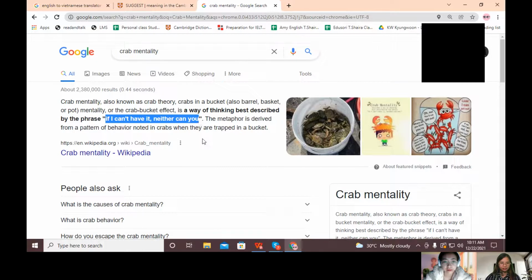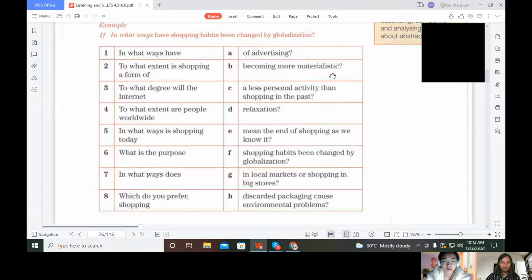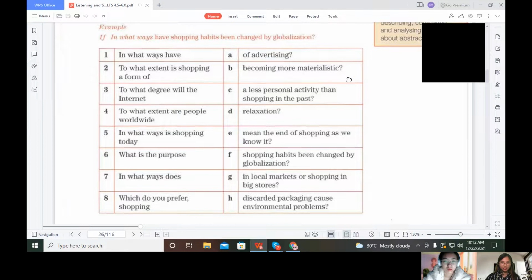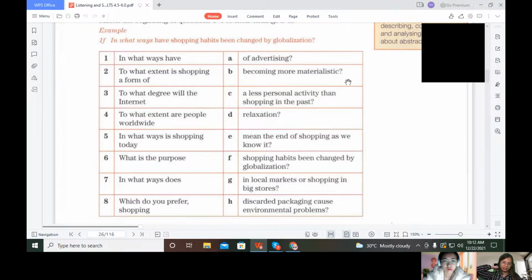Is a way of thinking best described by the phrase, if I can't have it, neither can you. And also, if you have it, I will also have it, just like that. So when other people, for example, have the newest iPhone, and some other people feel that they're being left out, they will also buy the new iPhone so that they will feel that they belong. So you can add that here in becoming more materialistic because of the influence of society.